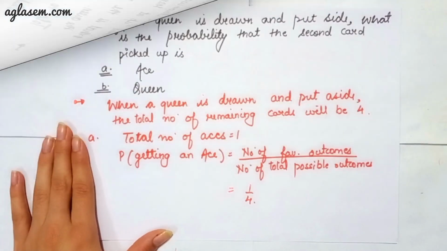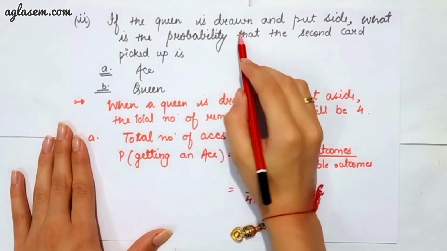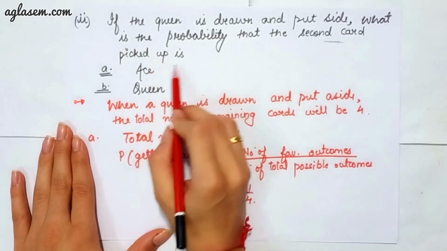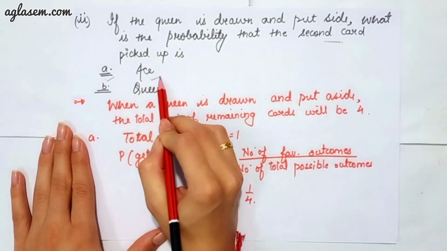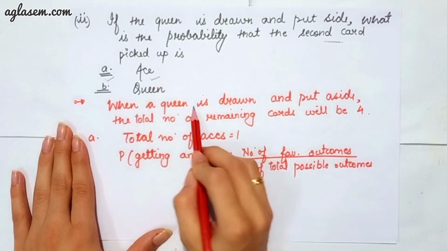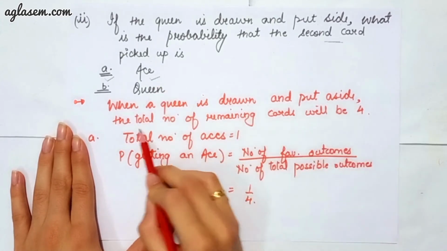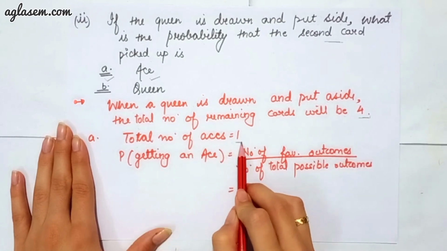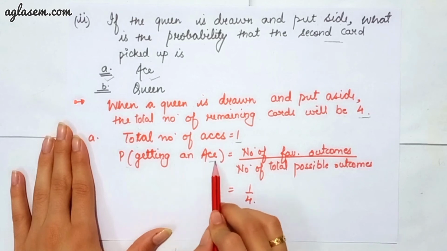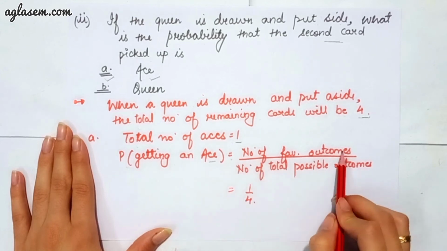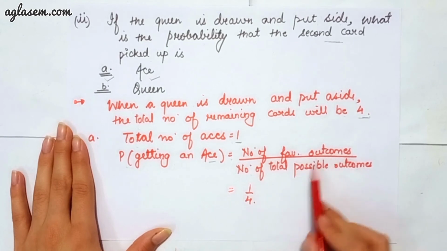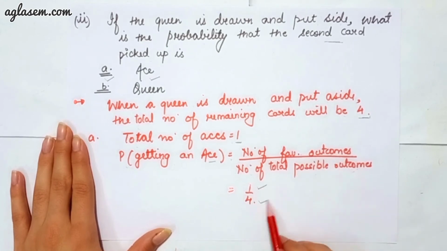Second part says, if the queen is drawn and put aside, what is the probability that the second card picked up is, part A, an ace? When the queen is drawn and put aside, the total number of remaining cards will be 4. The total number of aces is 1. So the probability of getting an ace equals the number of favorable outcomes divided by the number of total possible outcomes. So the favorable outcome is 1 and the possible outcomes are 4. So the answer is 1 upon 4.